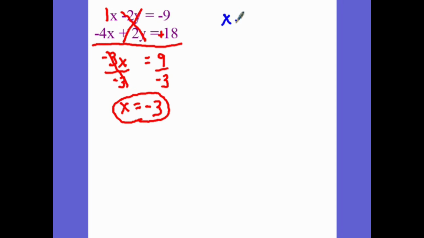So our original equation was x minus 2y equals negative 9. Now, instead of x, what should I put? Negative 3. That's correct. Because you told me right here that x equals negative 3. And then I just copy all the rest. Don't even think about it. Just copy.